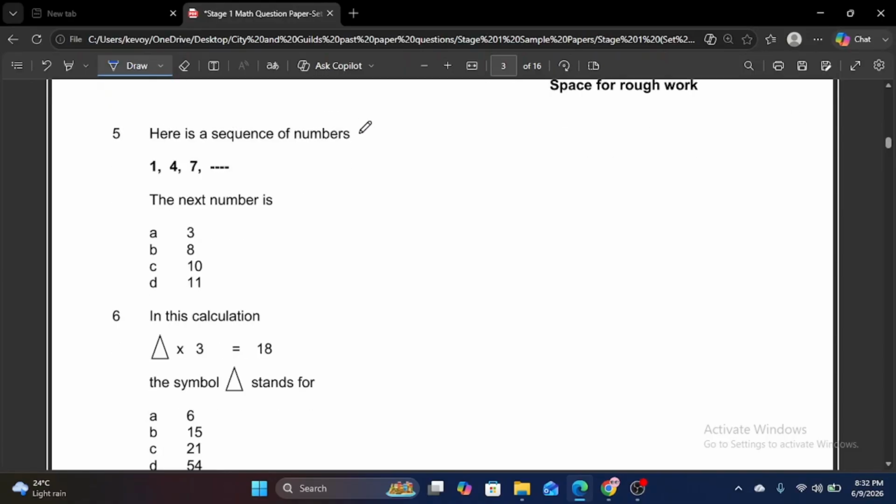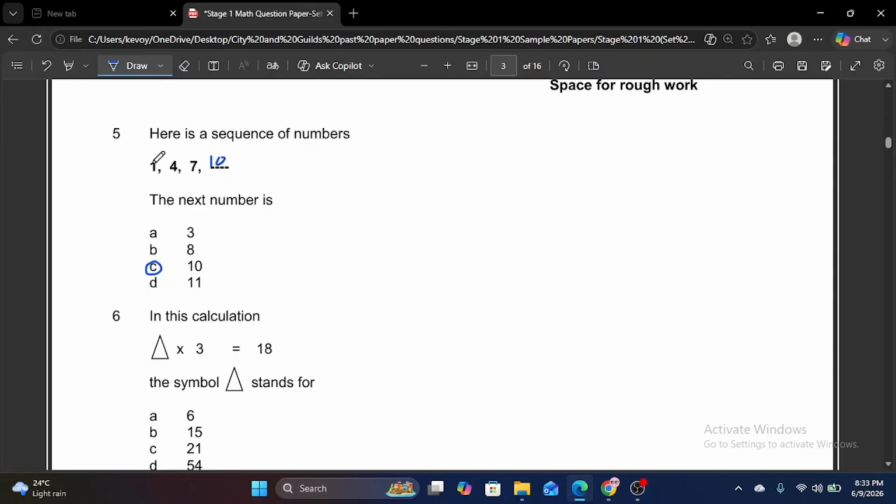Here is a sequence of numbers. What is the next number? From 1 to 4, that means you're increasing by 3. From 4 to 7, that will be 5, 6, 7. So you're increasing by 3 as well. So when you count to 3, you should get the next answer. So 8, 9, 10. So 10 should be your option right there.